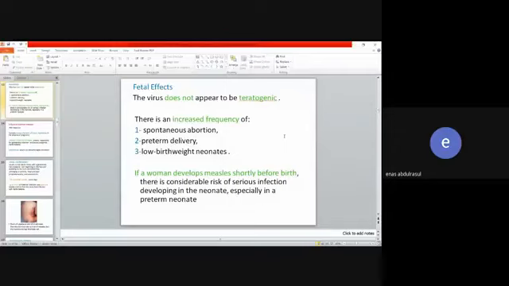But here it is important to know that if the infection is acquired shortly before birth, especially if delivery was a premature one, there will be a considerable risk for serious infection developing in the neonate. So here lies the significance of measles infection.